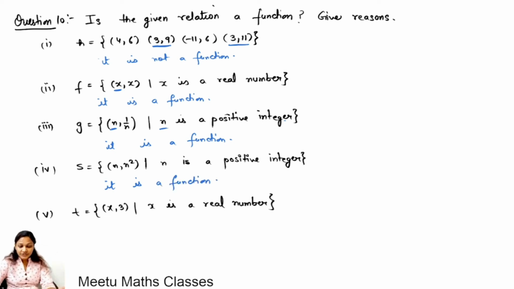And in the relation T, x is related to 3, where x is a real number. So for every real number, you have a unique image 3. You do not have two distinct images in the codomain. It is all elements related to 3, but that doesn't matter. Every element in the domain must have a unique image, and this condition is satisfied here, so it is also a constant function.